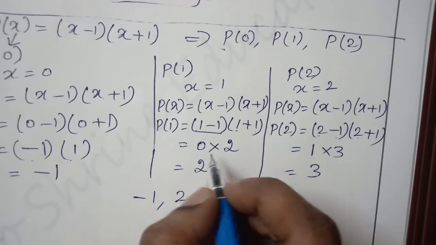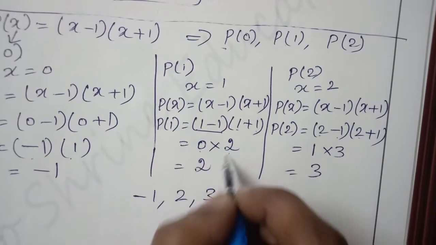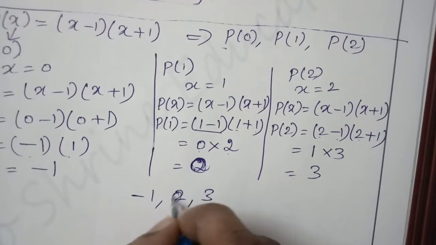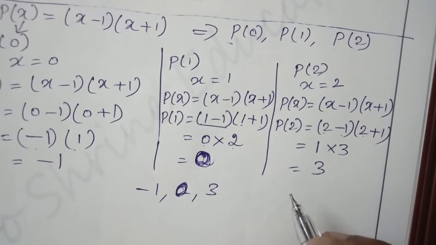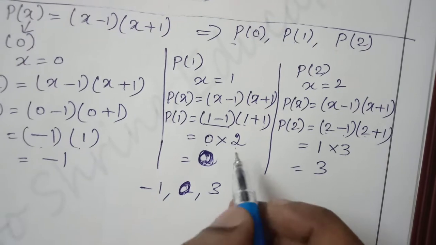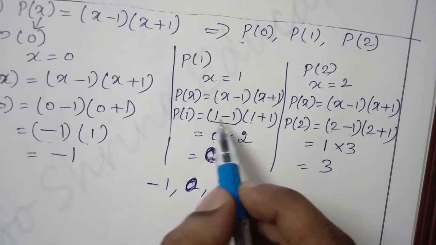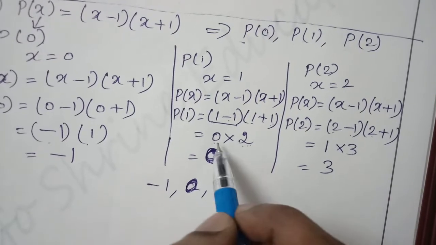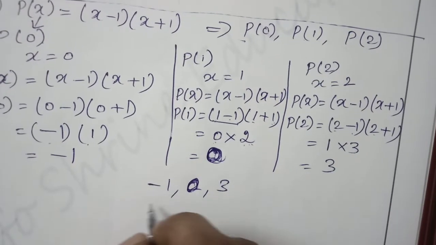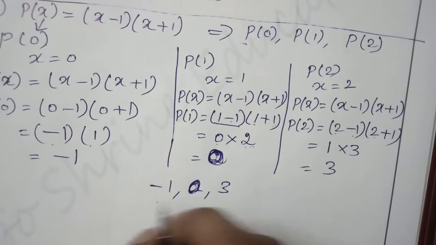I am sorry. Here I made a mistake. Anything into 0 is 0. So it is 0. See, this is the silly mistake we make when we do it very fast. So we have to be very, very careful. Here we have 1 minus 1 is 0, 1 plus 1 is 2. So 2 into 0, anything into 0 is 0. So the answer is minus 1, 0, 3.